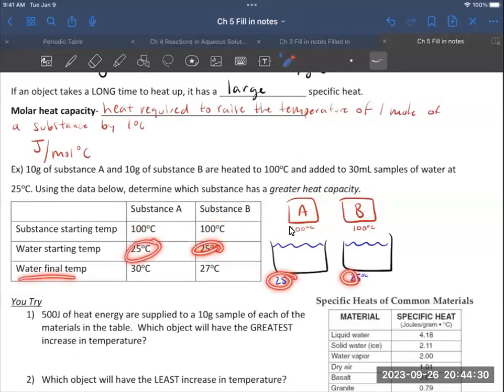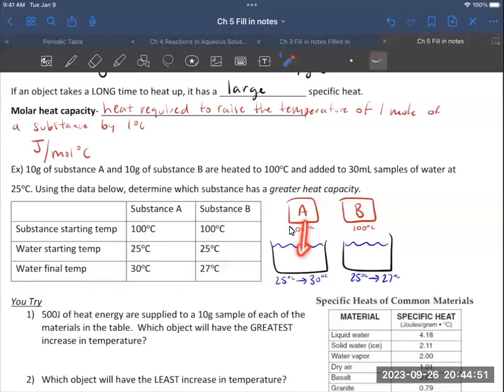However, the final water temperature is different. For substance A, the temperature rose from 25 up to 30 degrees Celsius. And for substance B, the temperature only rose to 27 degrees Celsius, according to our problem. So the question is, which one has the greater heat capacity? Give it a pause. What do you guys think?